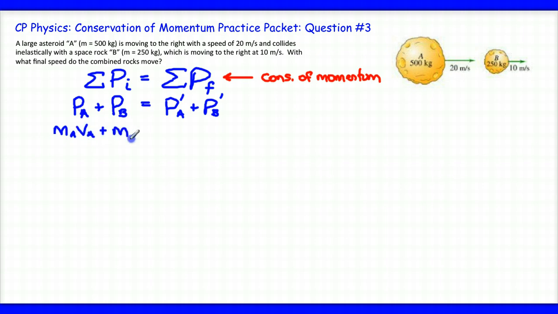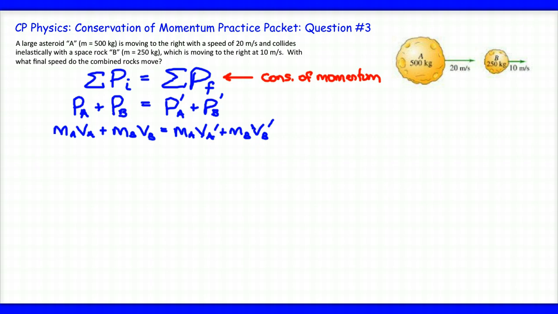MAVA plus MBVB is equal to MAVA prime plus MBVB prime. So these two things have hit, they've stuck together.